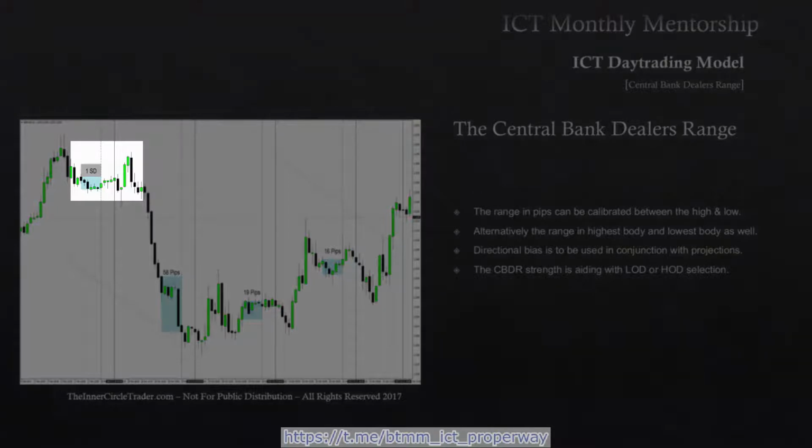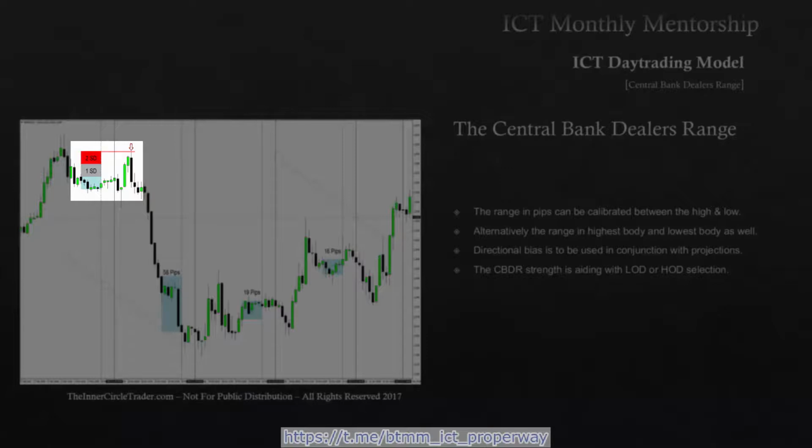For this first one, we have replicated that central bank dealers range, the little blue shaded area, and we duplicated that range and projected up one standard deviation. That's what the one SD stands for. So one standard deviation and second standard deviation, which is just basically central bank dealers range, total pip range, or in that case 13 pips. We added 13 pips more and then added 13 pips more for a total standard deviation of 2.